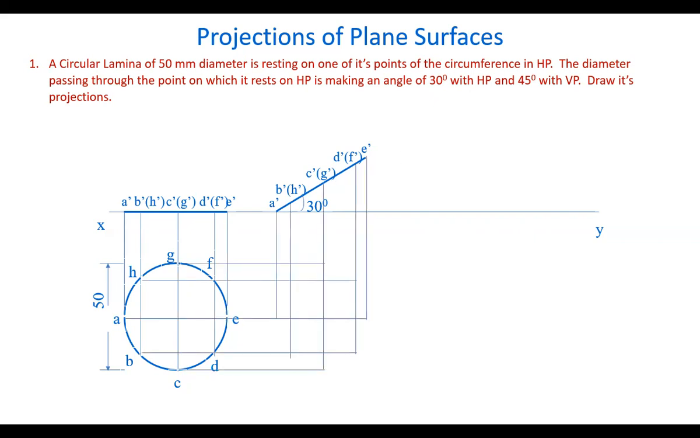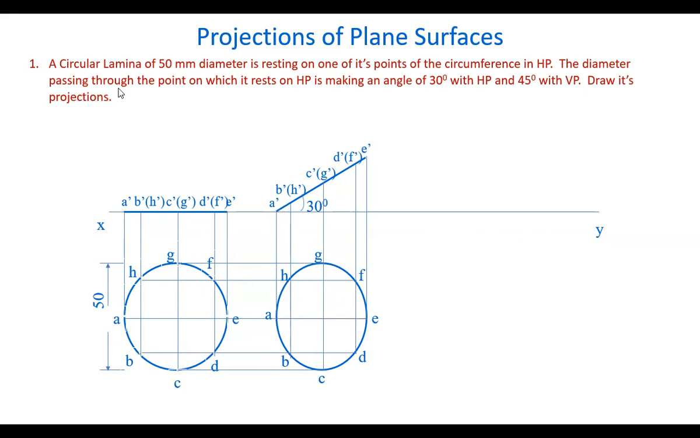Okay, the top view. So draw projectors from all the points and draw horizontal lines here from these points. Mark the intersection points, name them, and join them by a smooth freehand curve. You get the curve here like this. Now we are talking about the AE. Why? Because it's resting on one of its points in the horizontal plane of the circumference. So I am considering the point A.